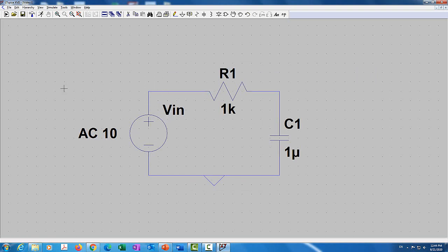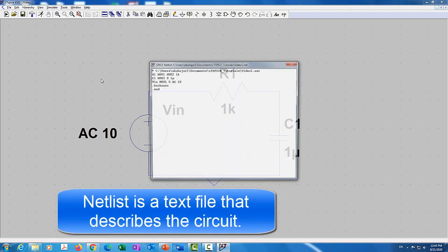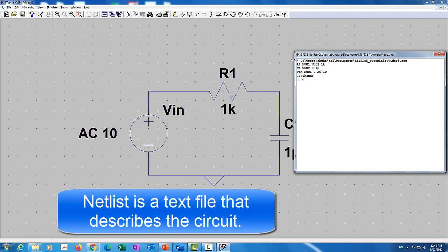And now I can go to view and I will look at the SPICE netlist, and you can see that there is a text file. This text file here basically describes this particular circuit. Basically, the netlist will say what components are connected between the nodes. You always have the ground node being the 0 node that you see over here. And then this node over here is N001. And this node over here is N002. So it tells you what component is connected between the nodes. This is called the netlist.